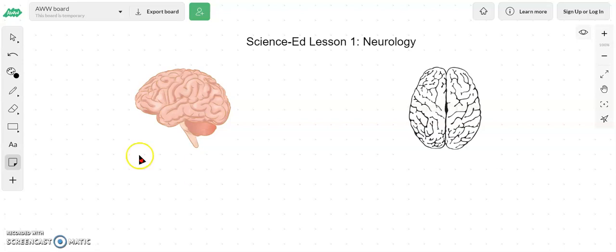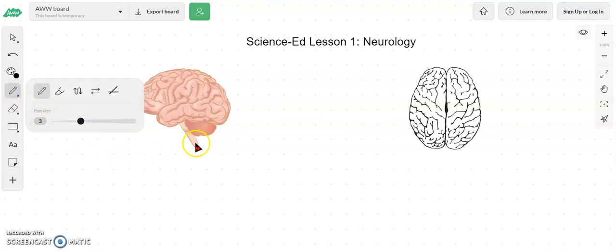So I want to talk about neurology. This is the study of brains, and I want to teach you just the basics before we go on to the next lesson. So the nervous system is divided into two parts: the central nervous system and the peripheral nervous system. The central nervous system is made up of mostly the brain and the spinal cord.